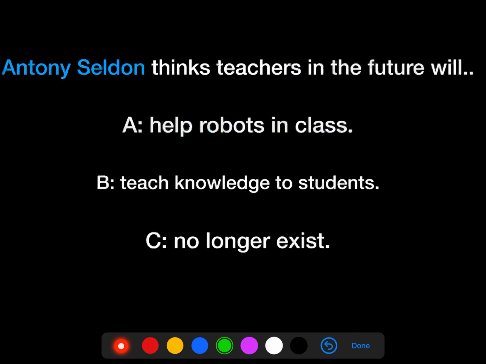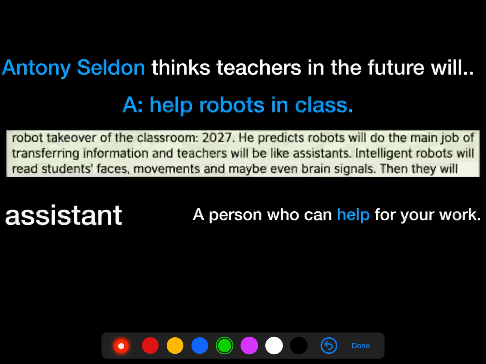A, Antony Seldon thinks teachers in the future will help robots in class. B, Antony Seldon thinks teachers in the future will teach knowledge to students. C, Antony Seldon thinks teachers in the future will no longer exist. So we need to find the answers. Which would be the correct answer for this? Any questions? No. Any volunteers? Okay, so the answer is A. Antony Seldon thinks teachers in the future will help robots in class.